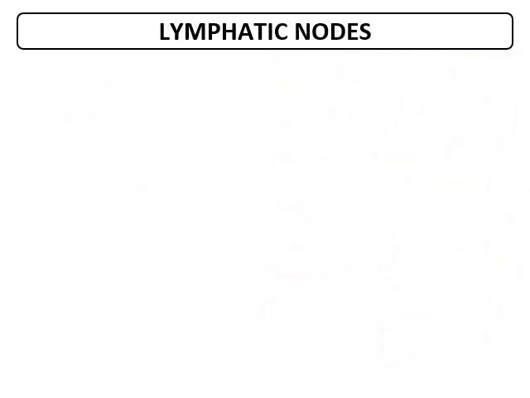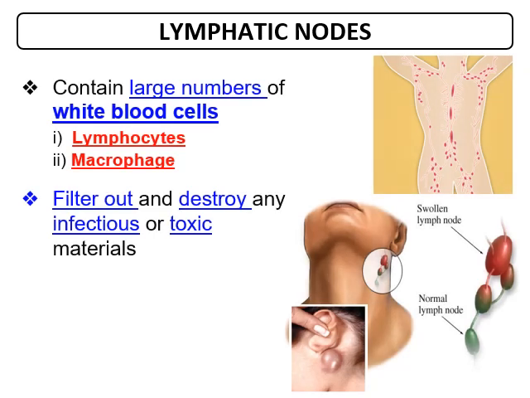Lymphatic nodes are mostly found at the neck and armpit. They contain a large number of white blood cells such as lymphocytes and macrophages. The function of lymphatic nodes is to filter out and destroy any infectious or toxic material, to prevent foreign particles or bacteria from entering the bloodstream and causing infection.